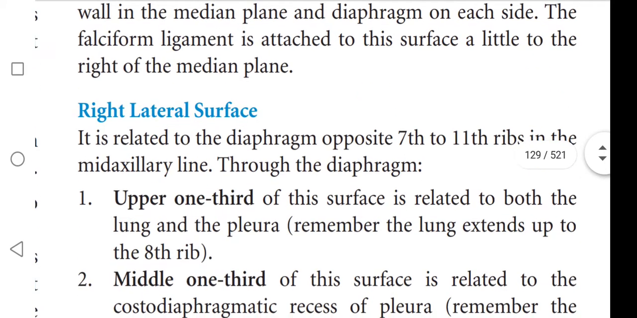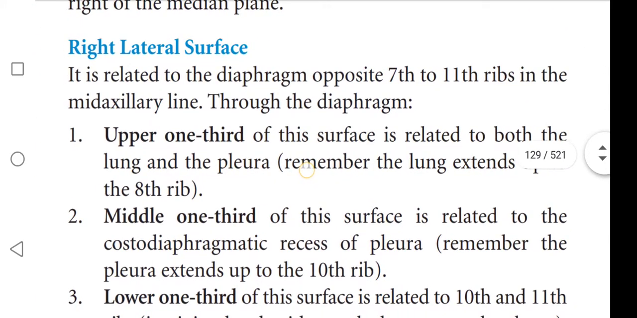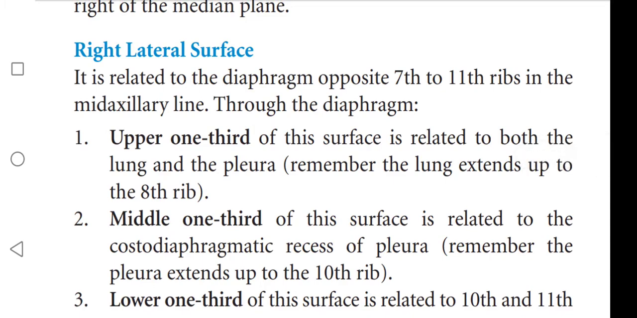Okay, next, right lateral surface. The right lateral surface is related to the diaphragm opposite 7th to 11th ribs in the mid-axillary line. Through the diaphragm, the upper one-third of this surface is related to both the lung and pleura. Remember, the lung extends up to the 8th rib.